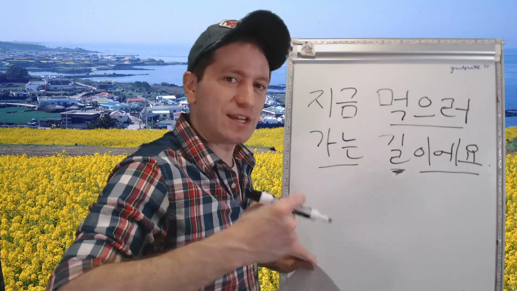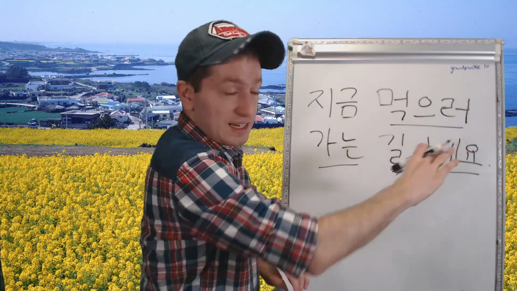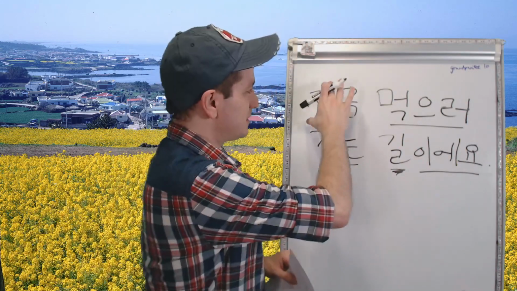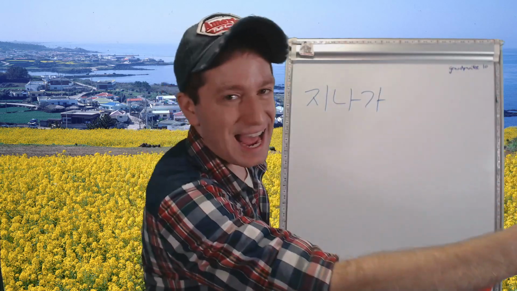Like maybe you're walking down the street and you see your friend and they say, "Where are you going?" 지금 먹으러 가는 길이에요. I'm on my way to go eat. 지나가다 means to pass.